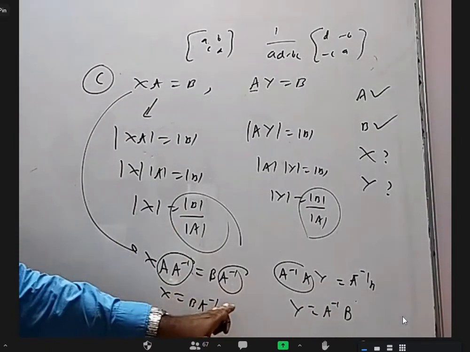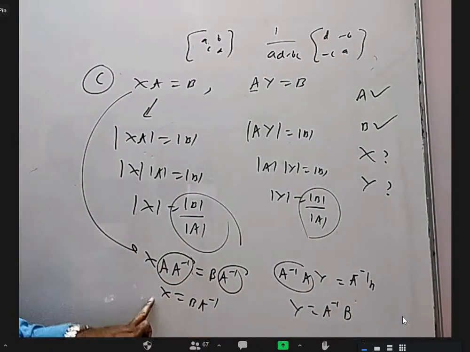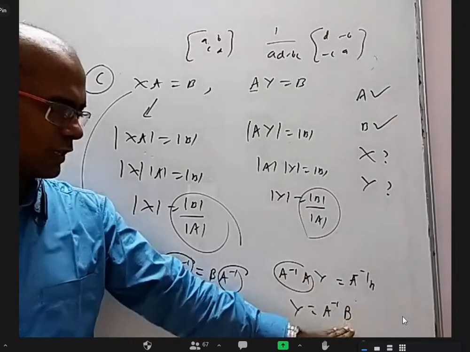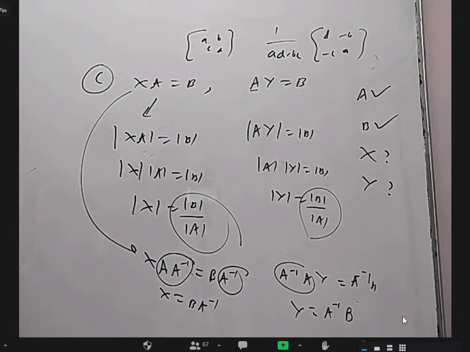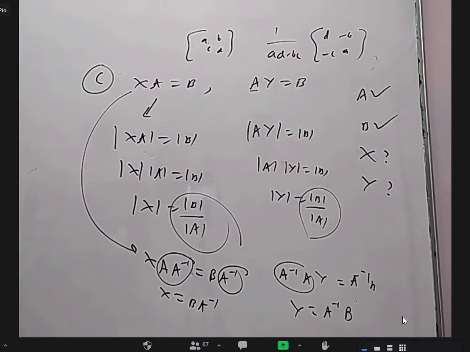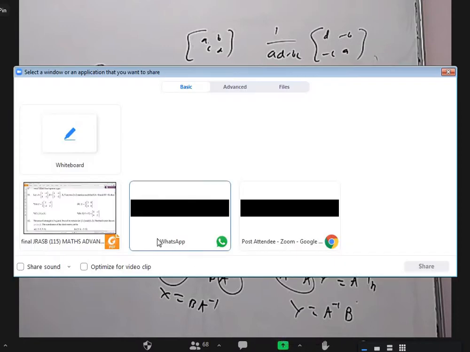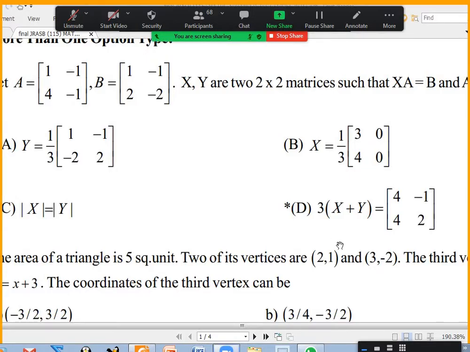Take B from the right side, you multiply with A inverse, you will get X. And take A inverse on the left side, you multiply with B, you will get Y. That's how you can find X separately, Y separately. Is it okay? Anybody still have doubt about the first question? No. And option D, after getting X and Y, just add them and multiply with 3.